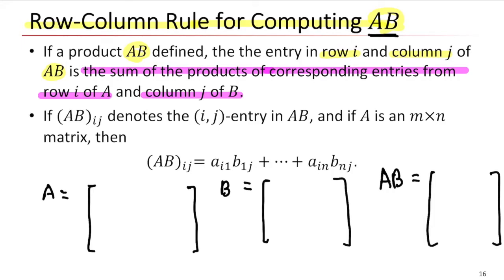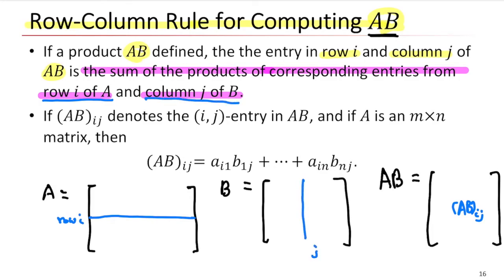Then we want to know this value, the ij entry in the matrix A times B. How can we get this value? Row i of A is a vector, right? And then column j of B is another vector, right?